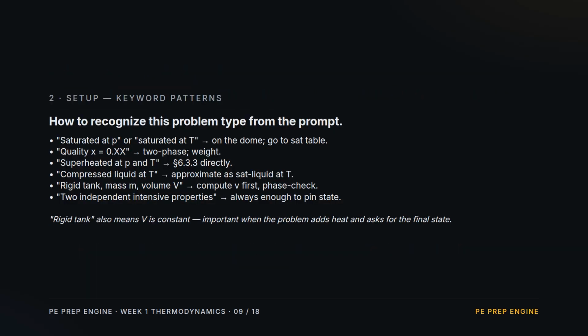Pattern recognition from the prompt. Saturated at a pressure or temperature. On the dome, go to the saturation table. Quality given, weight with x. Superheated at a pressure and temperature, superheated table, no weighting. Compressed liquid at a temperature, approximate as saturated liquid there, tiny error. And the classic phase check prompt, rigid tank, mass m, volume V. Compute specific volume first, compare to vf and vg, and that tells you the region and the formulas.